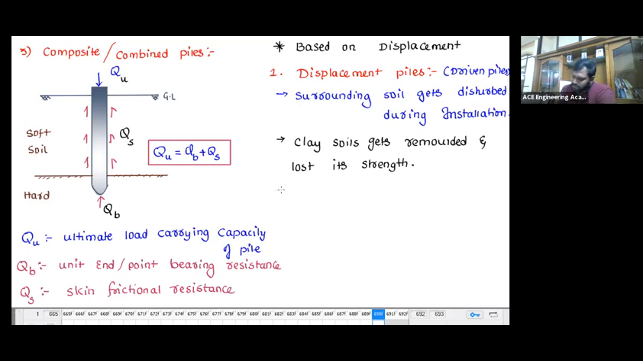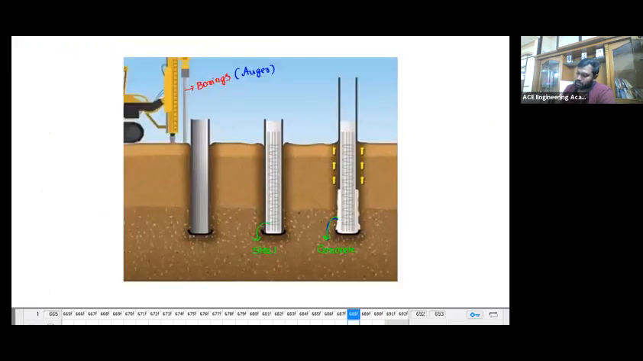Now, the second one is non-displacement piles. And these non-displacement piles are simply bored piles, my dear. What we do in bored piles is simply dig a borehole, that's it, and after digging the borehole you do your work in the borehole. The surrounding soil will not get disturbed much. Yes, there is a disturbance, but it won't create too much of disturbance.